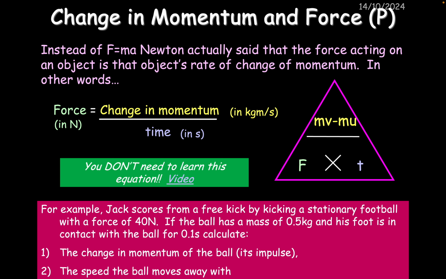40 times 0.1 will give you the answer of 4.0 kilograms meters per second, or newton seconds is also a valid unit. I don't think the answer comes up on this slide for some reason. And once you've done that, because you know the mass, you know that the change of momentum will be equal to 4.0 kilograms meters per second. If you divide that by the mass of the ball, which was 0.5 kilograms, you'll be able to work out the velocity that the ball moves away with as his foot lets go of the ball.